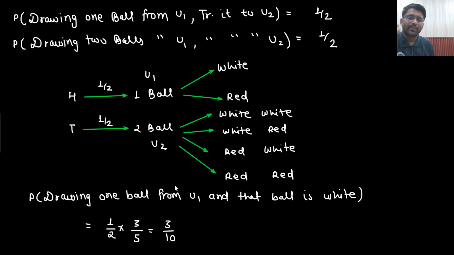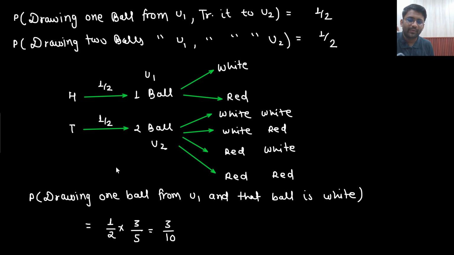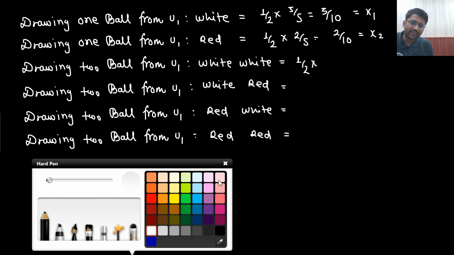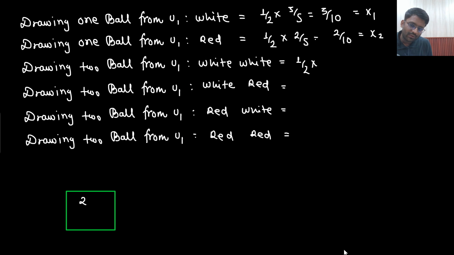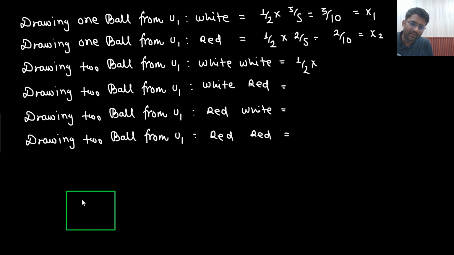Next, probability of drawing two balls from U1, and the balls turn out to be white, white. Why am I writing U2 here? Initially this is your U1. Initially in U1 there are 3 white and 2 red.